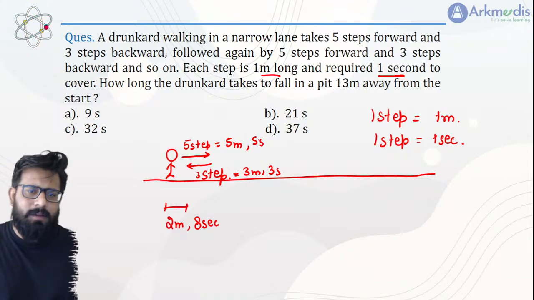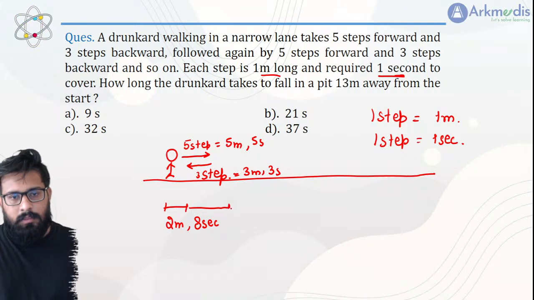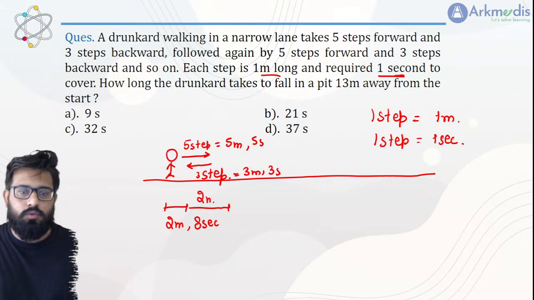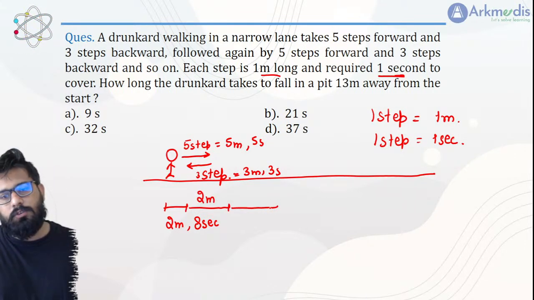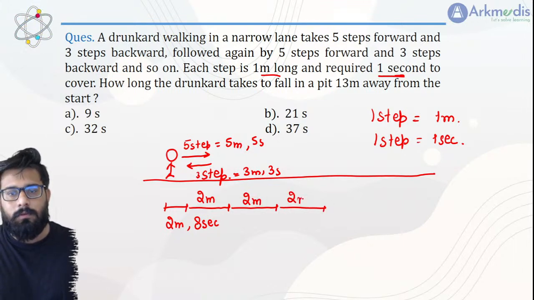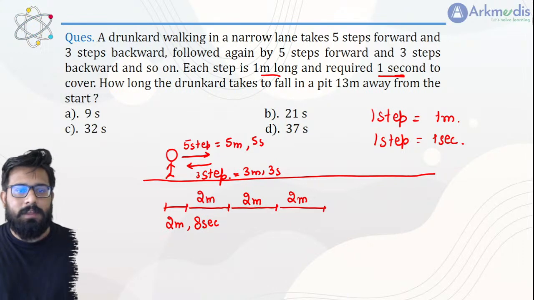Then it again moves forward, then moves backward. So again it covers 2 meters. Then it again covers 2 meters. Then it again covers 2 meters. How much is it? 2 plus 2, 4 plus 2, 6 plus 2, 8.